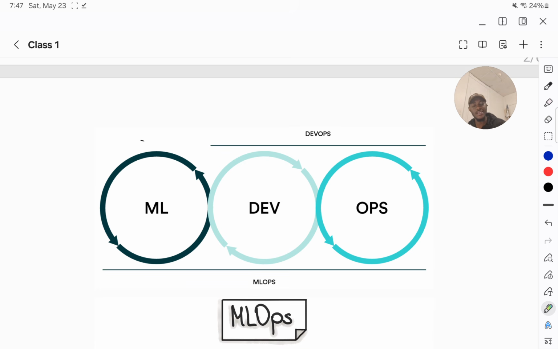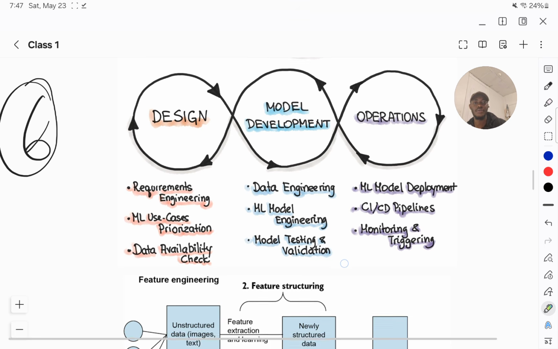It is where the ML engineer's skills, relevance, and experience are integrated into integrating a machine learning or an AI system into an organization. So this is what it is. This explains MLOps, right?